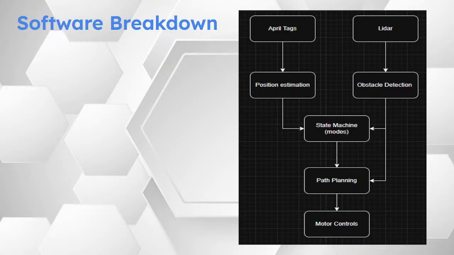So, a brief little diagram on how our software breakdown works internally to the Pi. We're going to get information out of cameras from April tags, and I have a slide in a minute explaining how all that works. We're going to use that to estimate our position, and that will go to the state machine. LiDAR is what we're going to use for object detection.